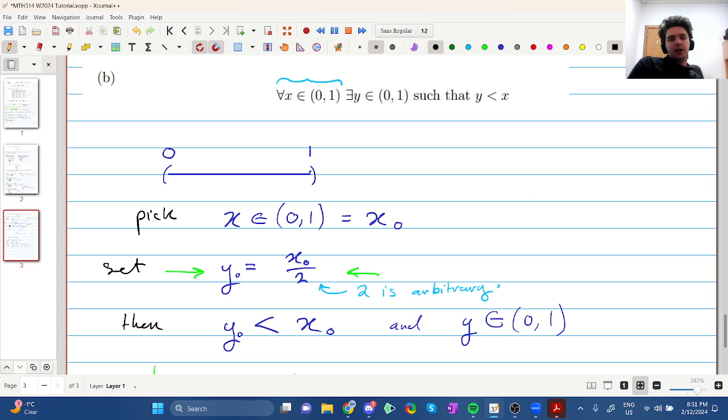What do you mean by 2 is arbitrary? I mean by 2 is arbitrary because I could have put 5 here. That would also work, right? Like x naught divided by 5. That's also smaller than x, and also in 0 to 1. Right? That's what I mean by arbitrary.